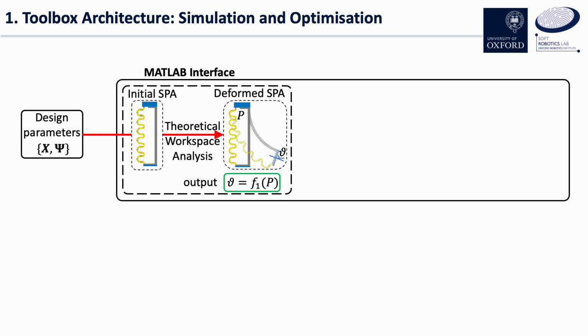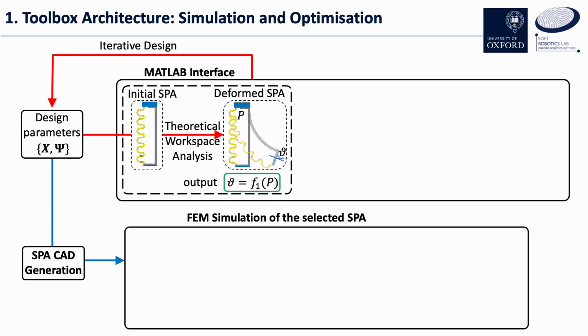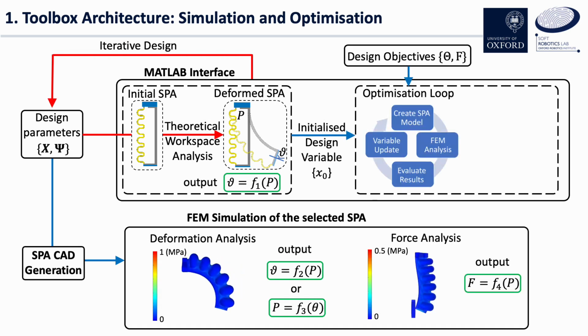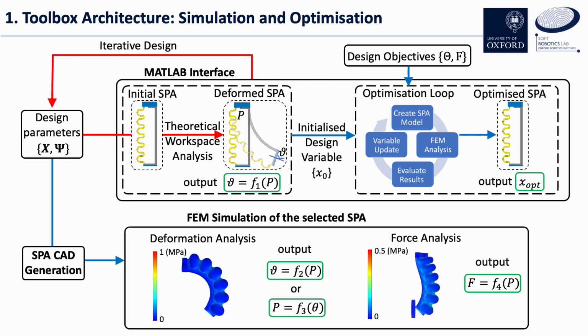Theoretical modeling analysis is a workspace for fast and iterative design. After, the finite element method takes input and generates a CAD file. It analyzes deformation and force in detail. To obtain an optimal design for specific objectives, the optimization part takes initial design variables from the simulation part. The optimization loop based on FEM is used to optimize geometric parameters to meet requirements. It outputs an optimal design, and after, the optimized design variables can be fed into FEM for detailed simulation.